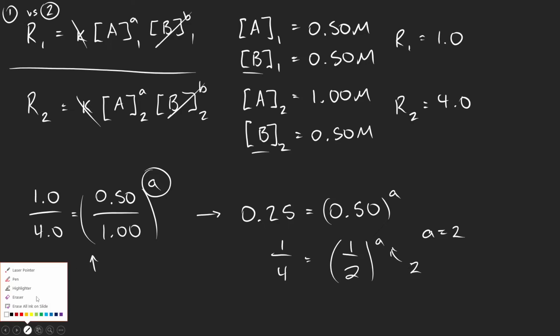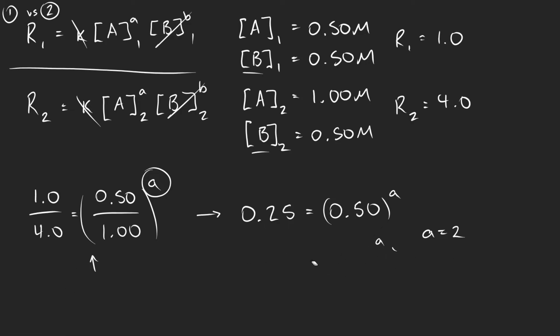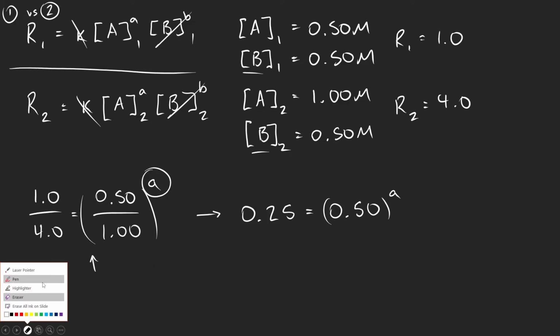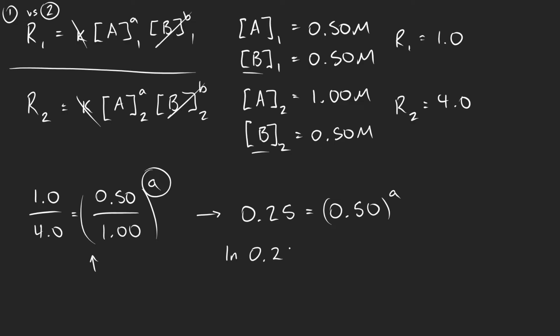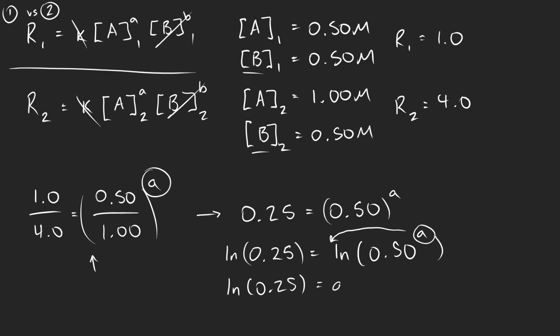But if you really didn't know what to do, what you can actually do is take a logarithm of both sides. So I'm going to delete all of this, and I'm just going to go through the logarithmic way. We take a natural log of both sides. So ln of 0.25 is equal to the ln of 0.50 to the A power. One property of logarithms that makes this useful is that it can turn powers into multiplication. So we can bring the power of A down to the front.